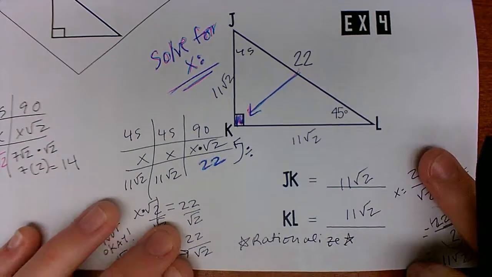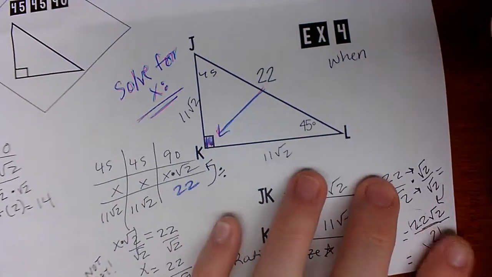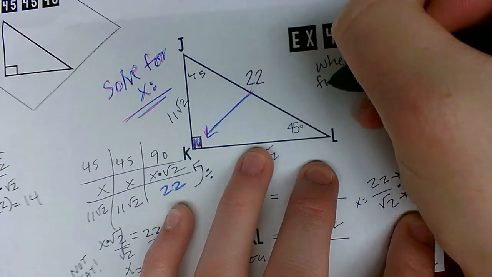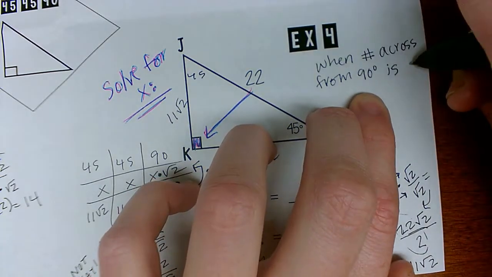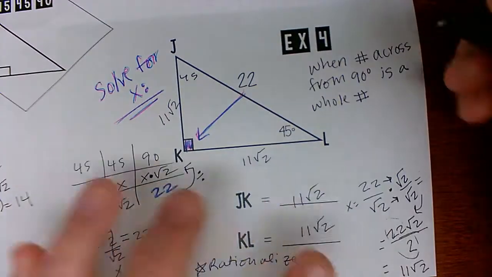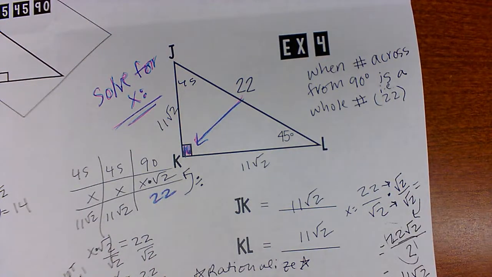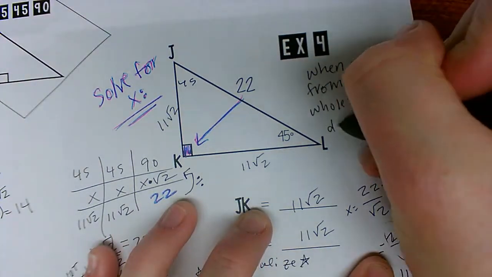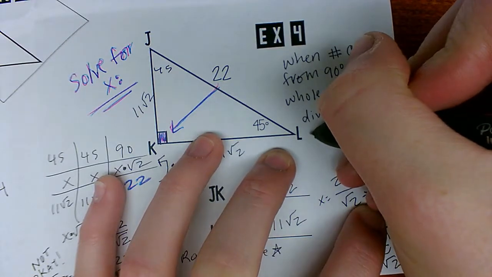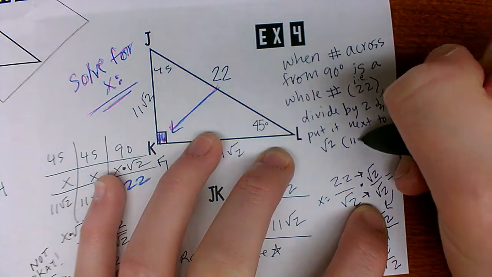But maybe you can see a little shortcut here. When the number across from 90 is a whole number, for example, 22, you divide by 2 and put it next to the square root of 2, therefore 11 square root of 2.